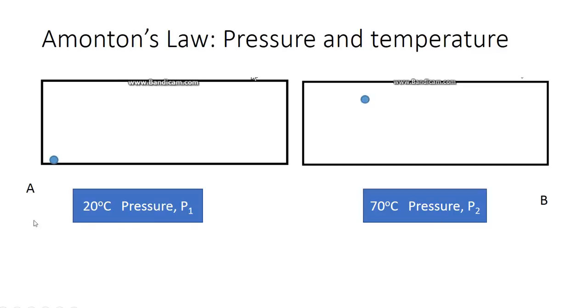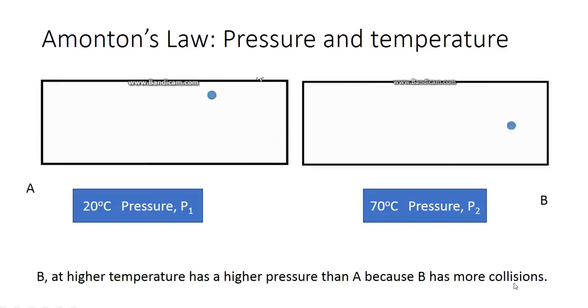Here we have two systems. The system at 20 degrees Celsius, the system at 70 degrees Celsius. And we see we have P1 and P2. So let's see what happens. This is 20 degrees Celsius and this is 70 degrees Celsius. Do you see how many collisions for each one? We can see that at 70 degrees Celsius there are so many collisions compared to 20 degrees Celsius. This one has more kinetic energy and therefore can produce a lot more collisions and therefore higher pressure.